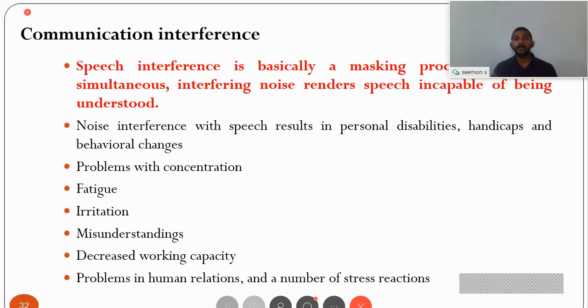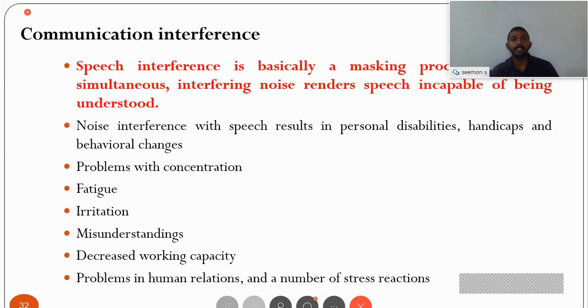It is called speech interference, and it may cause problems like difficulty with concentration, fatigue and irritation. While we are conveying something to another person, if it is not reaching them, we have to put in more effort again. In that situation we get irritated, and if it is not conveyed properly, misunderstanding may happen.